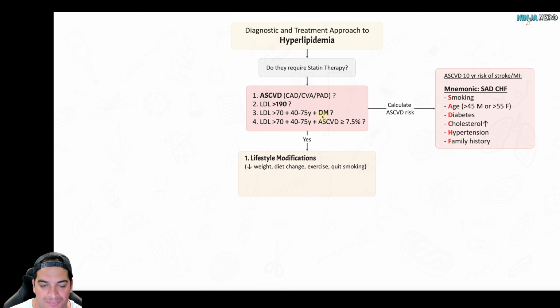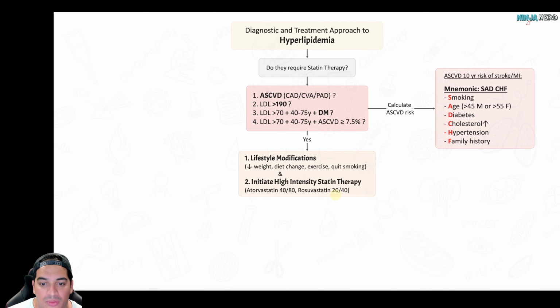But here's the big thing. In all of these, you're going to do this no matter what. But if you have any one of these, you'll do this, plus you will initiate high-intensity statin therapy. It has to be both of them if you have any of these right here. And usually the high-intensity statins, to keep it simple, is usually atorvastatin, 40 milligrams or 80 milligrams, or rosuvastatin, 20 milligrams or 40 milligrams. Anything under these doses, or any other statin, is not a high-intensity statin. That's really all you need to know.